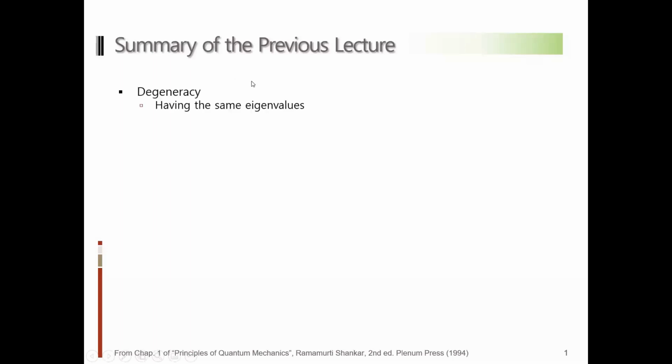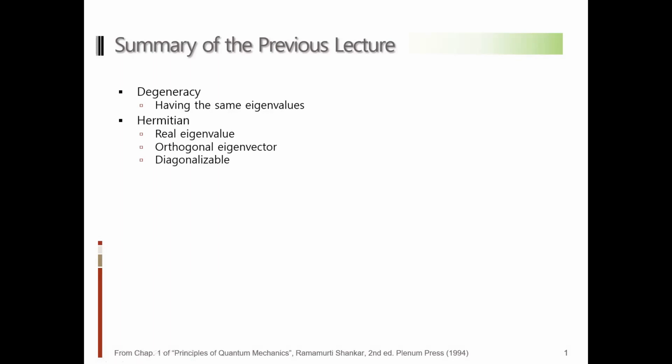In the previous lecture, I emphasized the concept of degeneracy. Degeneracy means that when the eigenvalues of some given operator are not distinct, meaning that some of the eigenvalues are the same, then we call such a situation a degeneracy.